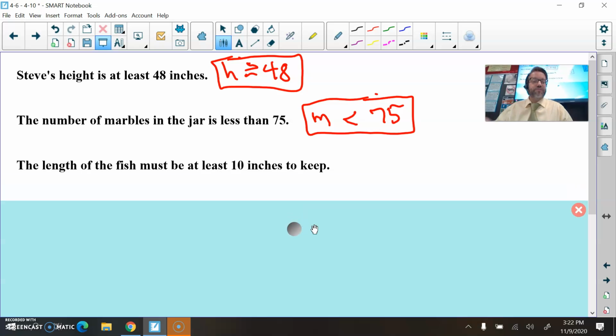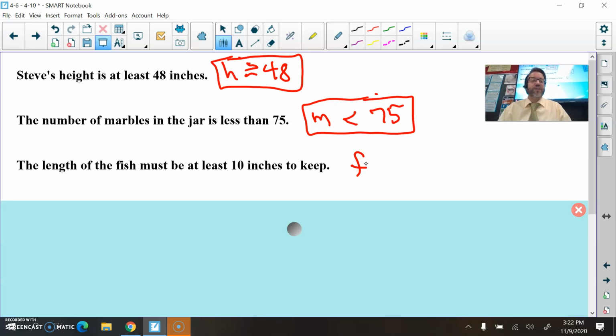The length of the fish must be at least 10 inches to keep it. Otherwise, you have to throw it back in the water. Okay? This is very common, by the way. If you don't go fishing much, you might not realize this, but certain species, like walleye, they won't let you keep it unless it's a certain size. So the length of the fish must be at least 10 inches to keep. Let's call the length of the fish F.